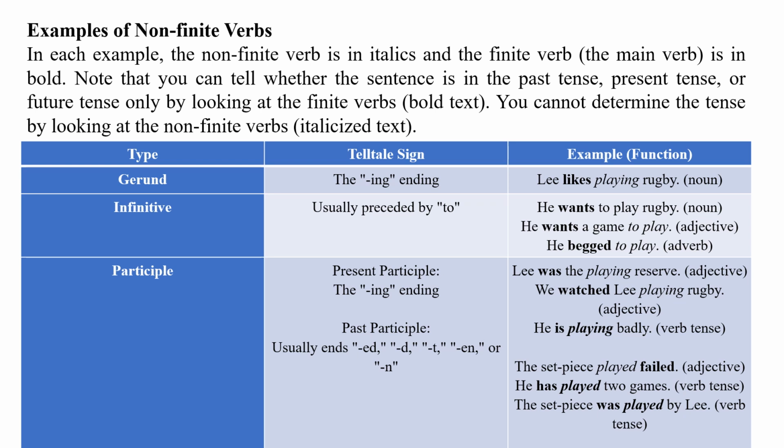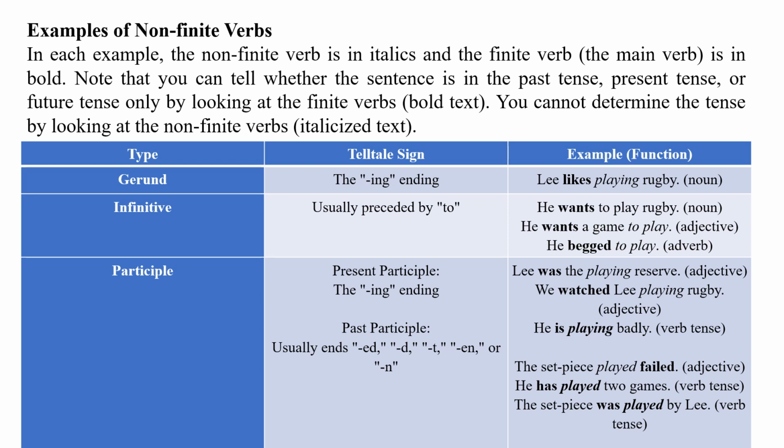Lee was the playing reserve. Playing is a present participle used as an adjective here and was is the main verb. We watched Lee playing rugby. Watched is the main verb and playing is the present participle used as an adjective. He is playing badly. Playing is the present participle and is used as a verb tense here.